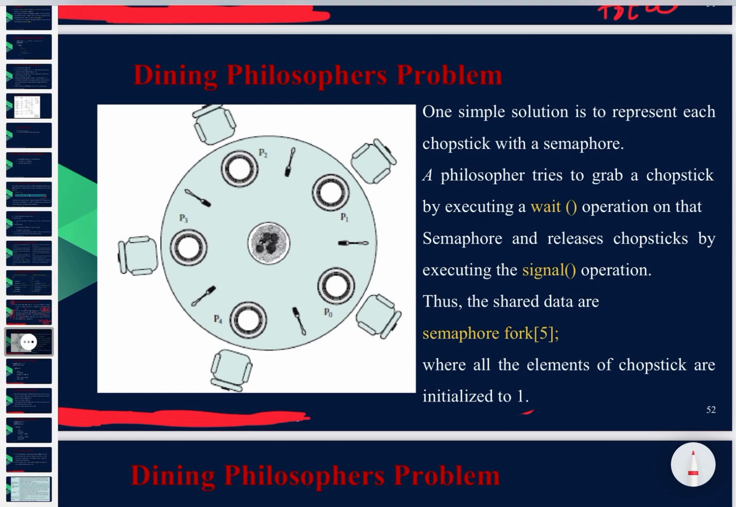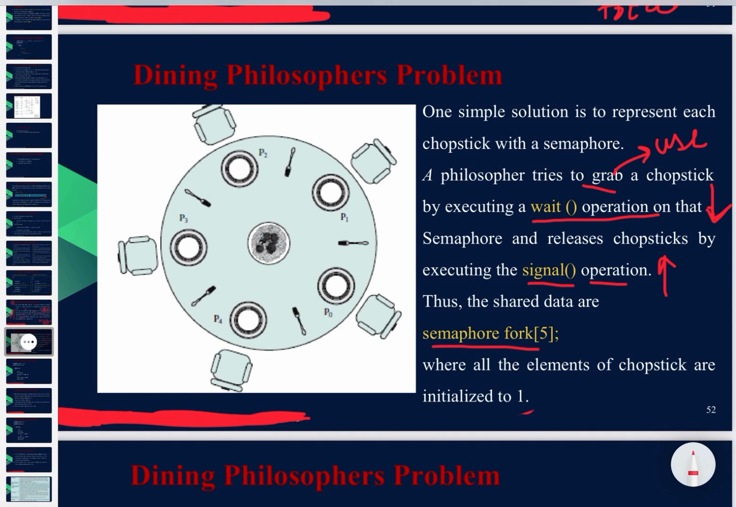One simple solution is to represent each chopstick with a semaphore. When a philosopher wants to grab a chopstick, that means the philosopher is now using the chopstick. When you want to use the chopstick, you perform the wait operation, thereby decrementing the value of the semaphore because the chopstick is being used. Then the philosopher releases the chopstick by executing the signal operation. When it is releasing the chopstick, the number is increasing, so you perform a signal operation.